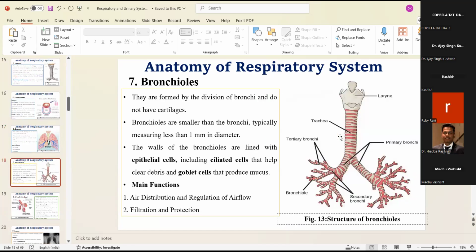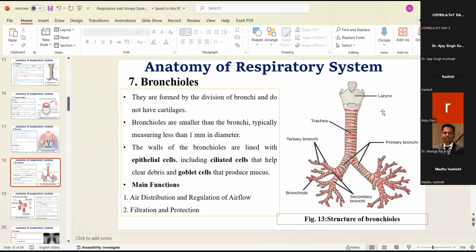The next part of the respiratory system is the bronchioles. These are the small divisions of the bronchi, and they do not have cartilage. So this is the main difference between the bronchi and bronchioles. Bronchi have cartilage, but bronchioles do not have cartilage.